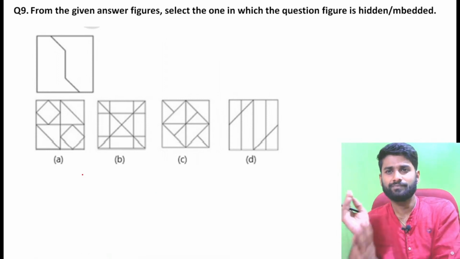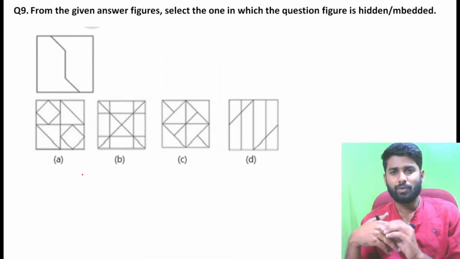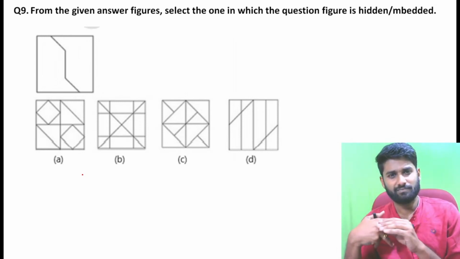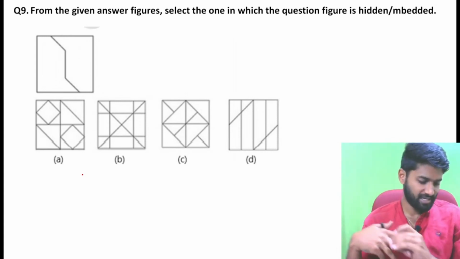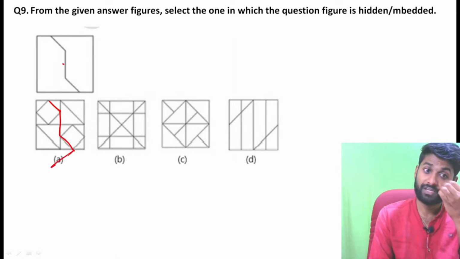Next, ninth one. Again, embedded figures. So we want the embedded shape where we can get the exact shape. Which option indicates the exact embedded shape? Go through option one. See, guys, we can get the shape here. I will draw the shape, so you can easily identify it. So this is the first diagonal. Then directly a straight part here. Again, we have one more diagonal. So we can get the shape in option A, guys.